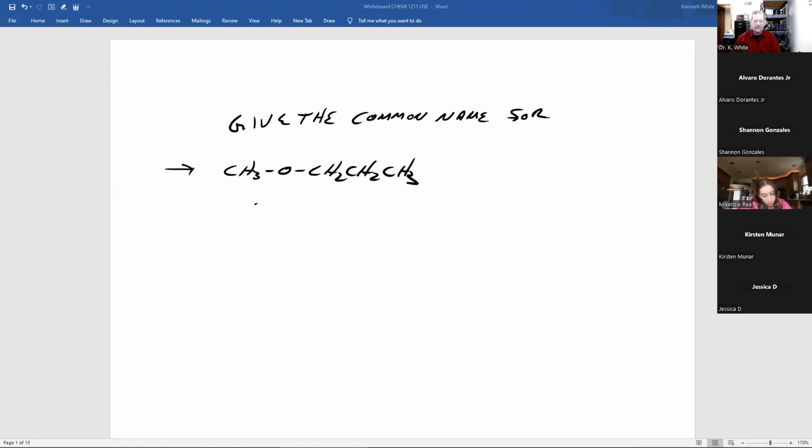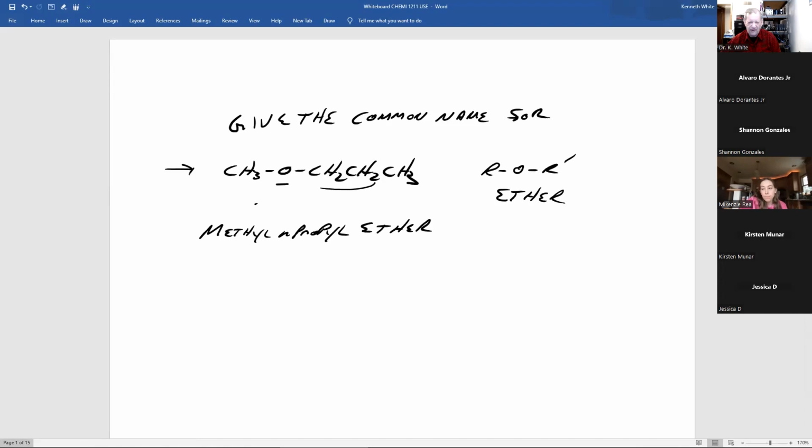All right, looks like everybody's done. Look for what's different, what's not carbon, what's not hydrogen. Ooh, oxygen. Carbon's here, they're different. This is an ether. And I could call this methyl, common name we're doing. This is the N-propyl ether. Now, since this is a common name, there are no rules. You could have put the N-propyl first.